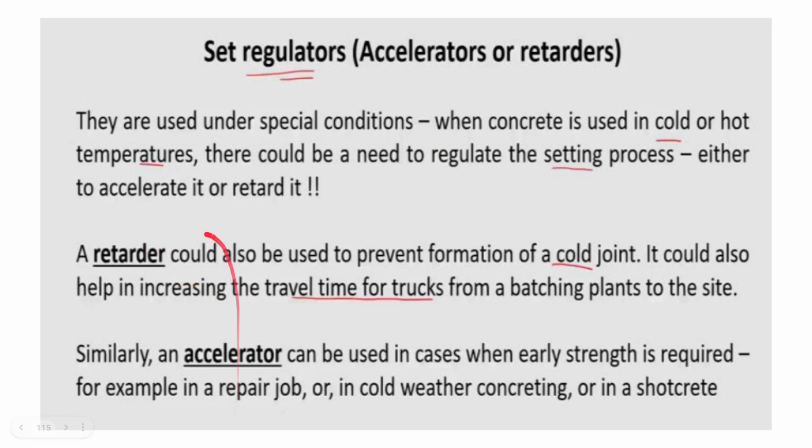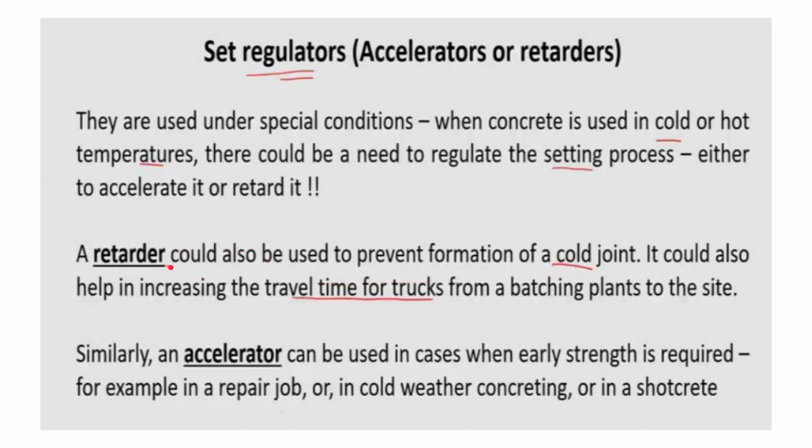So that is why both of these are used, so that the design is more achievable and there are no unnecessary problems generated. A retarder could be used to prevent the formation of a cold joint. A cold joint is basically the separation of concrete layers due to rapid setting.